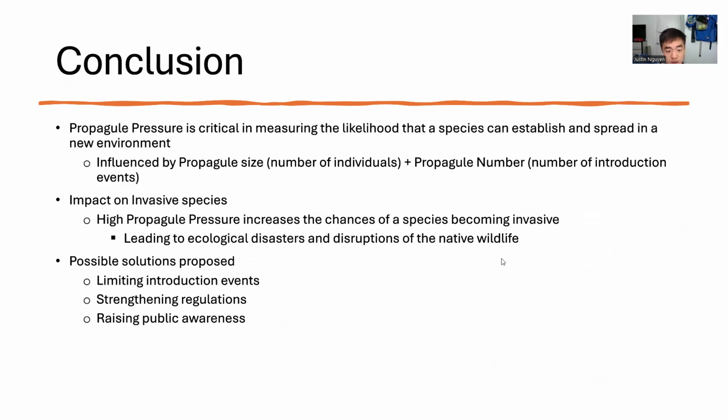And now, to conclude, propagule pressure plays a crucial part in determining whether a species will successfully establish itself in a new environment. Both propagule size and number are important factors that influence this process. High propagule pressure increases the likelihood that a species will become invasive, leading to significant ecological consequences like ecosystem disruptions and biodiversity loss. To address this issue, we can limit introduction events, strengthen regulations, and raise public awareness. Through these efforts, we can help mitigate the ecological impact of invasive species and protect our natural ecosystem.